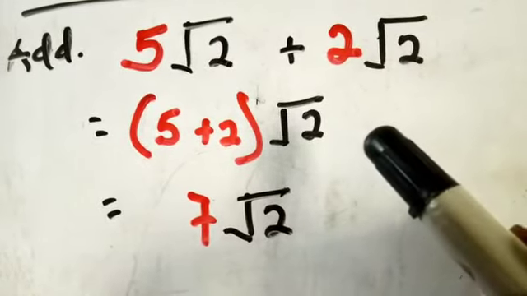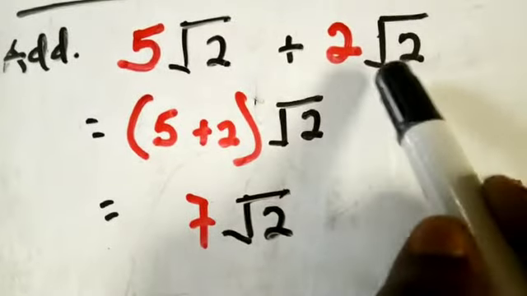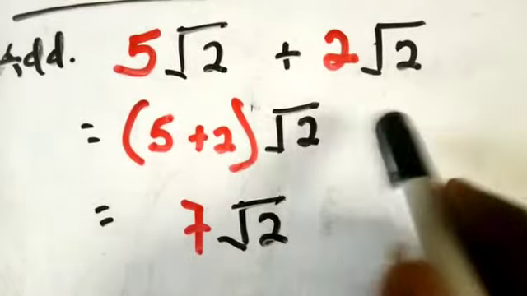Your first step in addition and subtraction is to check whether the numbers under the radical are the same. If they are not the same, then can you manipulate them for them to be the same?